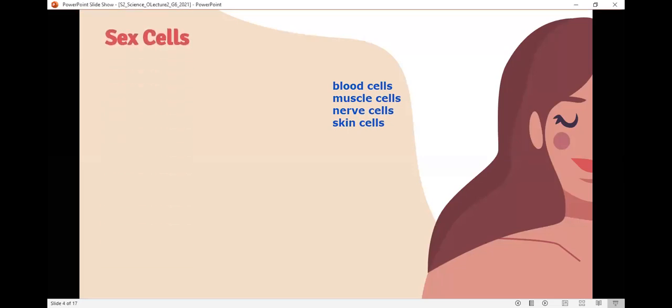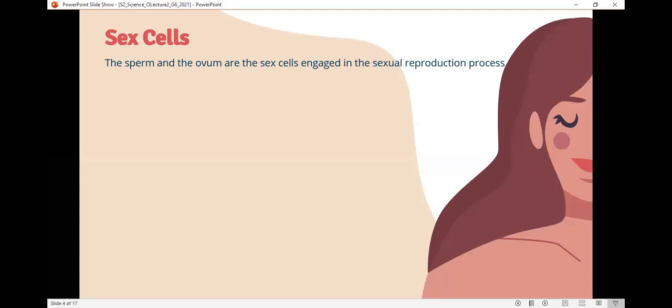What's the function of the sex cells in the human body? What do sex cells do? Reproduce. Excellent, they help people and all organisms reproduce, and they are part of sexual reproduction. Sexual reproduction is one type of reproduction. The second one is asexual reproduction.